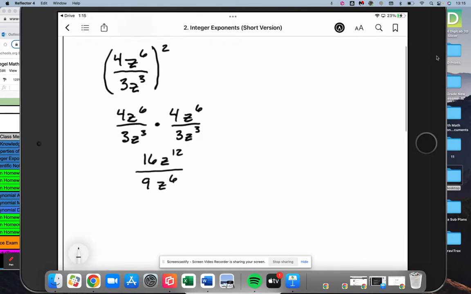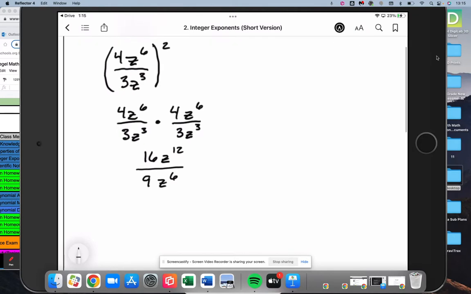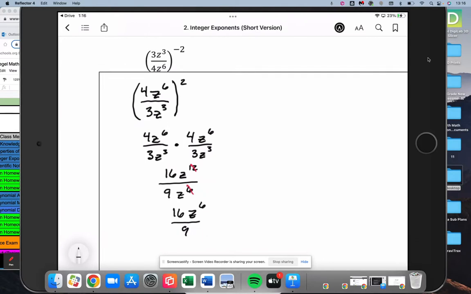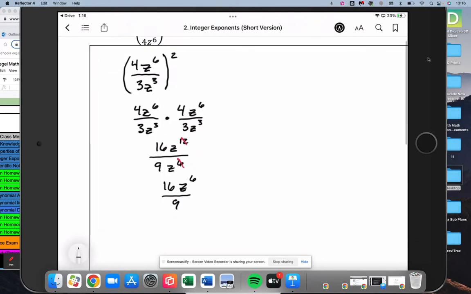And so if we were to simplify this darn thing, 16 and 9 do not have any common factors, but we do have a z to the 12 and a z to the 6, and so those would divide out. The 6 in the bottom would disappear, and 12 minus 6 leaves 6 in the numerator. So we will have 16 z to the 6th over 9 as our final answer for this one. And I will also show the other way. That's kind of the shortcut to do this.